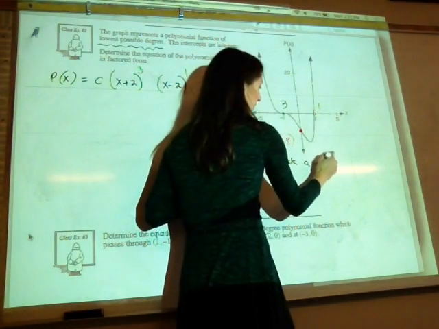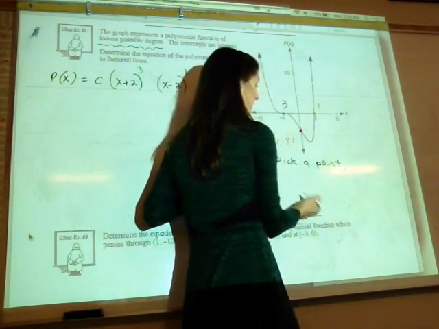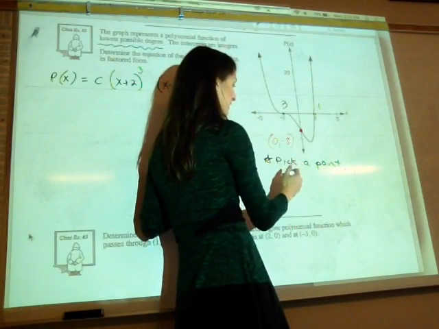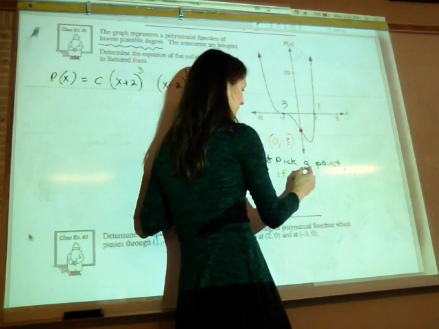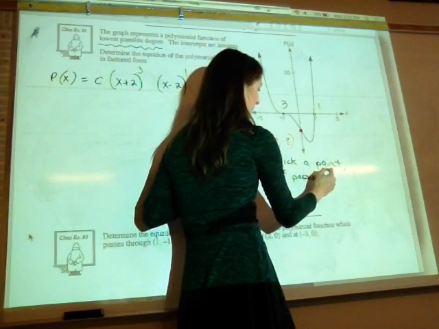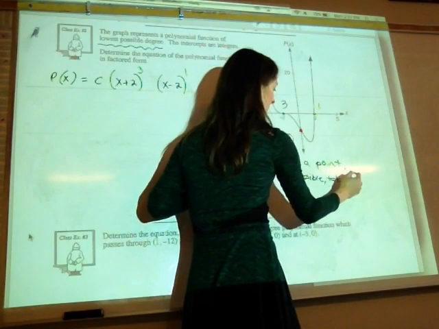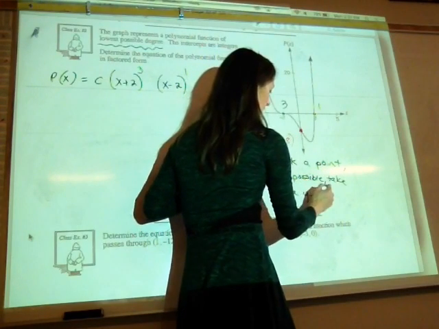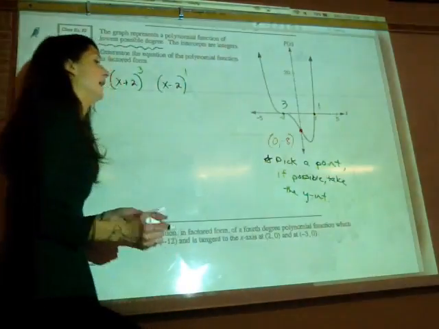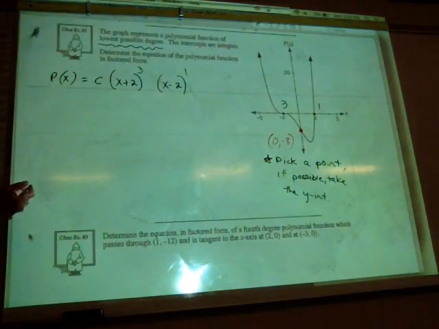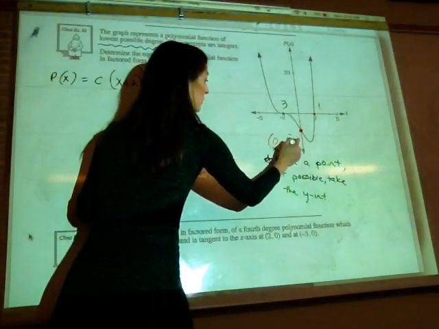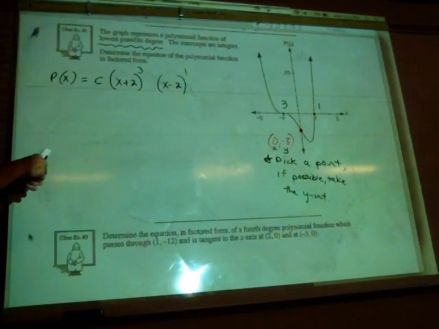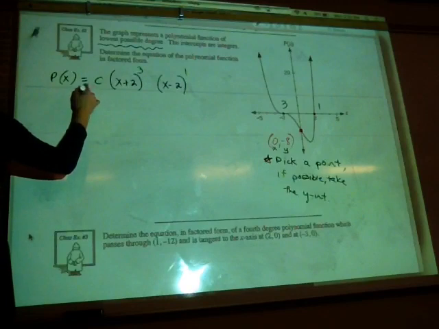pick a point, and when possible, pick the y-intercept. And the reason why is because when we sub in the value x and y into our equation, the x's all become zeros and our calculations are really easy.